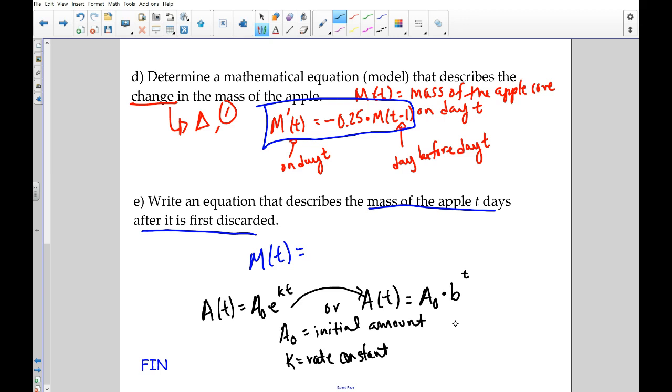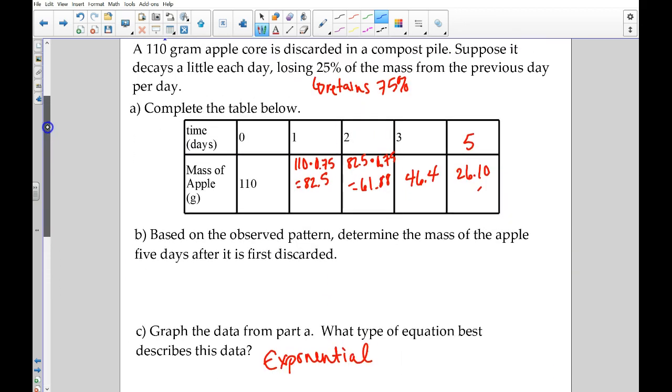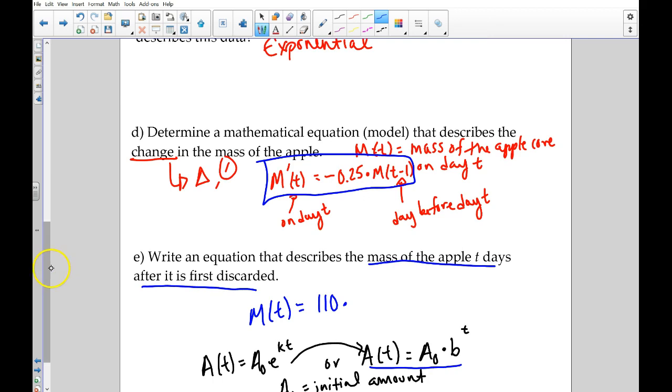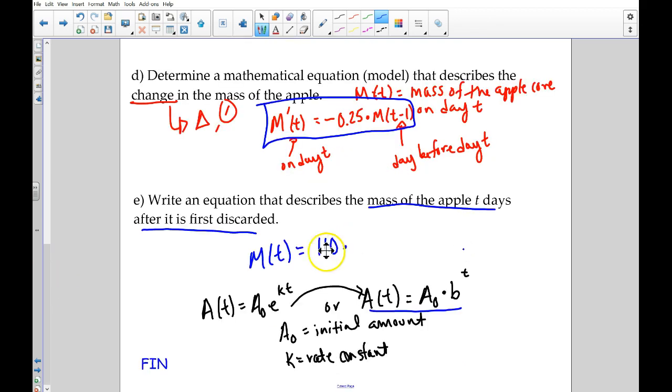So for example here, if we work strictly with this second model, a naught, we know the apple core begins with a mass of 110. Then each day, I want to go back to our table for a minute. Each day we know it decays by 25% or it retains 75%. So notice that in the table, each day I'm multiplying by 0.75. So to obtain the mass on day t, you need to multiply by 0.75 some number of times.